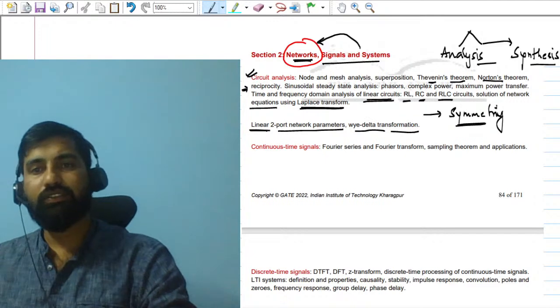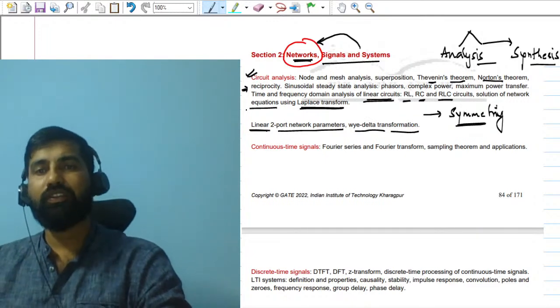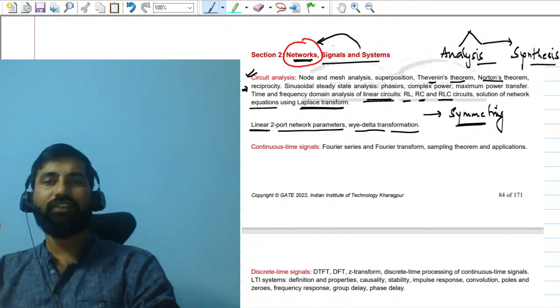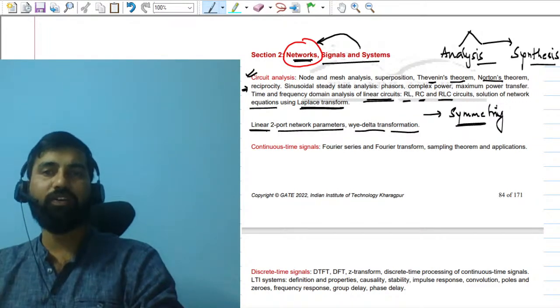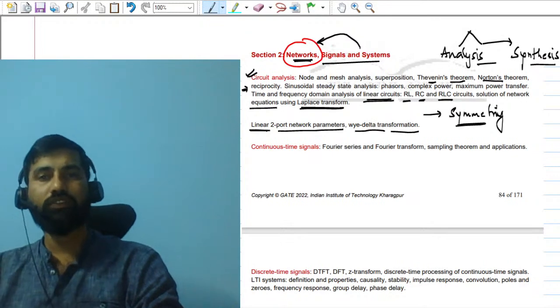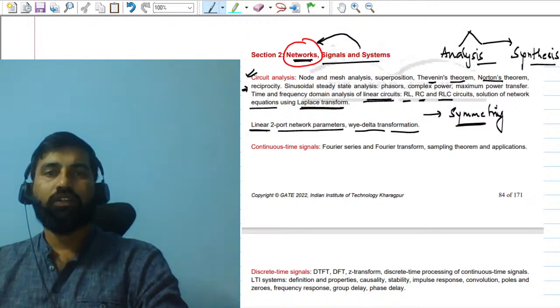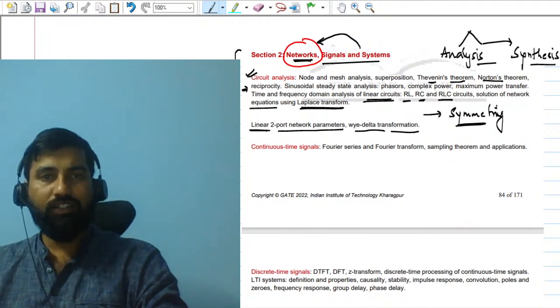The important topics here are RL, RC and RLC, phasor, complex power, maximum power transfer theorem, Thevenin and Norton's. Questions are asked from here, so please make sure that you study.